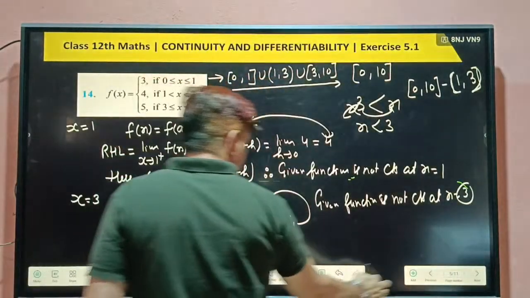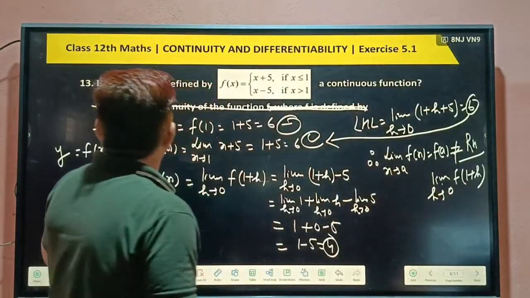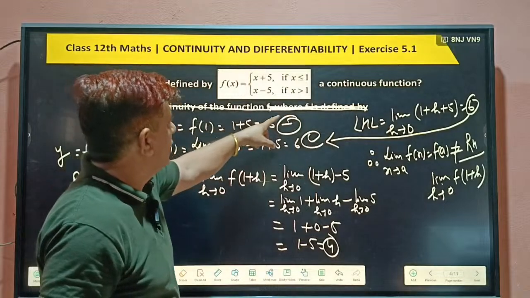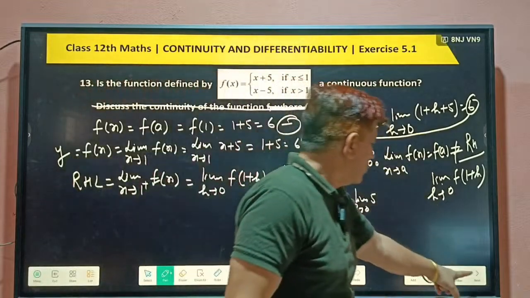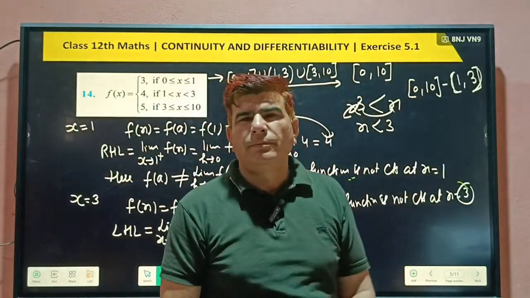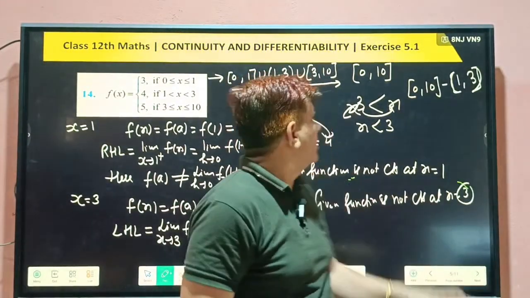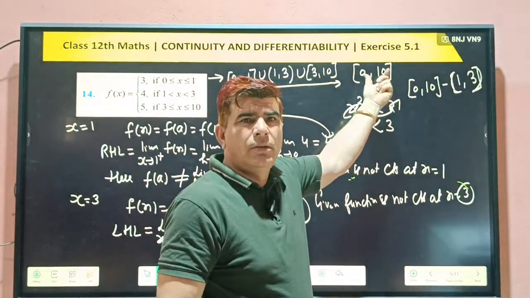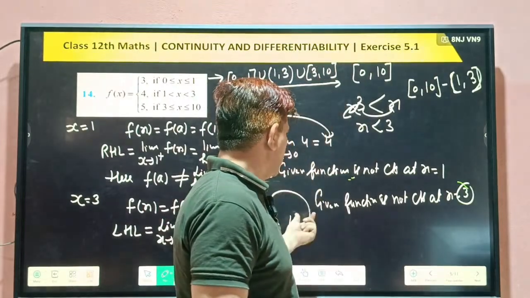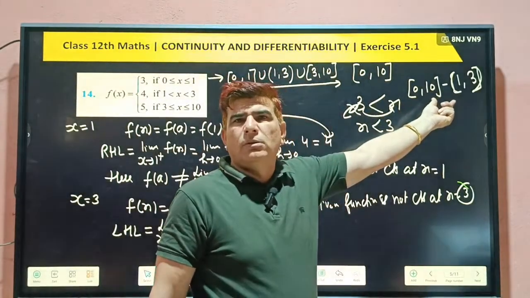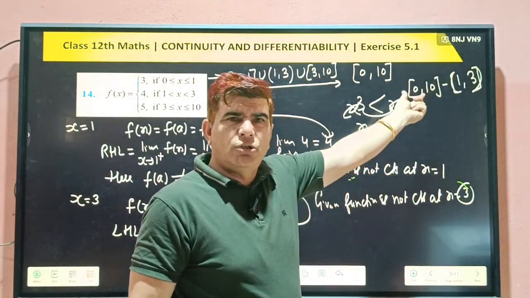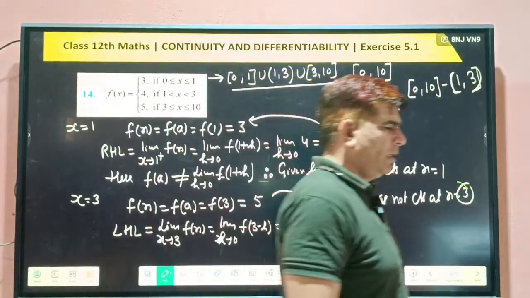So what's the question given? Discuss the continuity of function f where f is defined by. So we can say discontinuous in this interval. Which interval? This interval. Where discontinuous? At x equal to 1 and x equal to 3. Understood? So in this interval it is discontinuous.